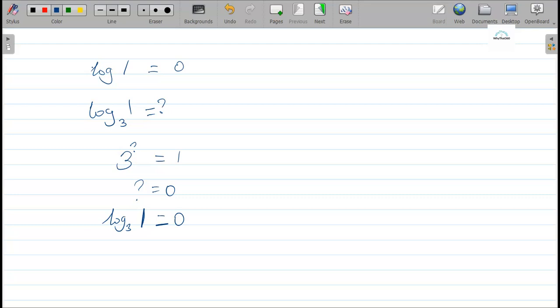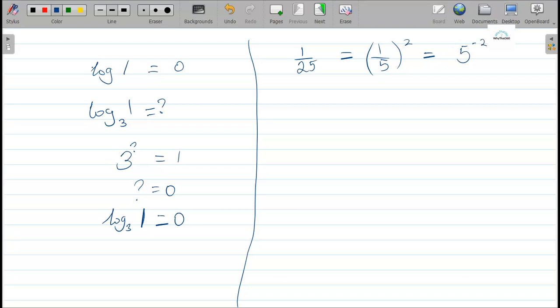You can say 1 divided by 25. Using indices, this is the same as (1/5) all squared, and you can say the same as 5 to the power negative 2. Go and revisit your indices: 1 over 25 is the same as 5 to the power negative 2, or 1 divided by 5 squared, or (1/5) squared.